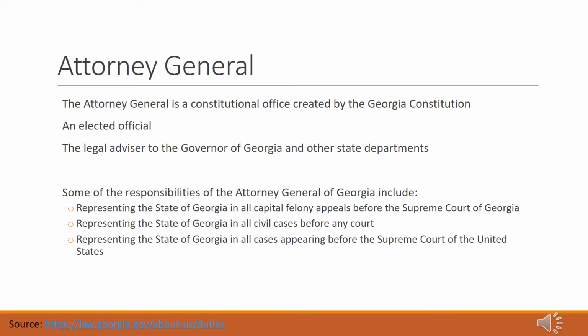Attorney General. What does the state Attorney General do? The Attorney General is a constitutional office created by the Georgia Constitution. They're an elected official, and they serve as a legal advisor to the governor of Georgia and other state departments. Some of the responsibilities of the Attorney General of Georgia include representing the state of Georgia in all capital felony appeals before the Supreme Court of Georgia, representing the state of Georgia in all civil cases before any court, and representing the state of Georgia in all cases appearing before the Supreme Court of the United States.